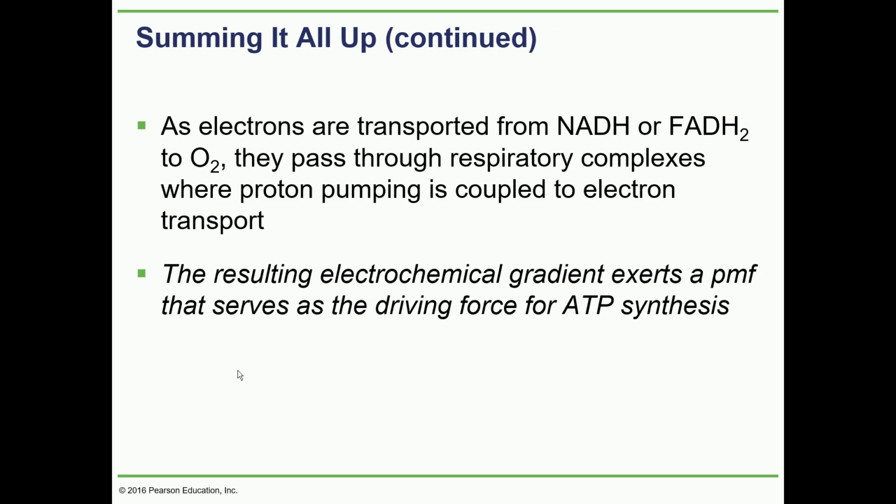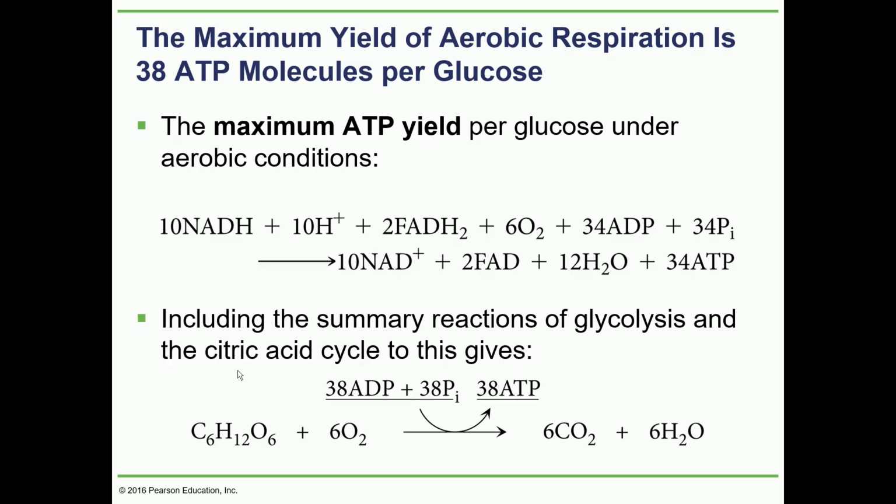Now this is the overall. So basically in this process, around 36 to 38 molecules of ATP are produced overall.